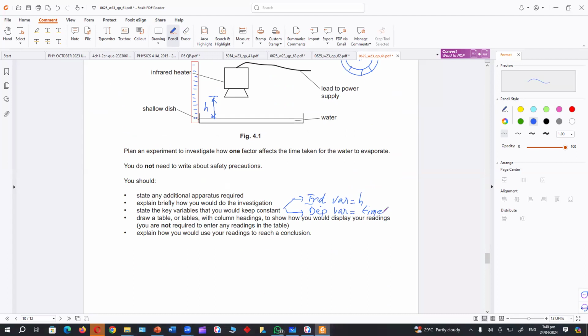I will change the height of the heater. I will record the time. I will record the time in which the water totally dries out, when the water disappears from the dish.